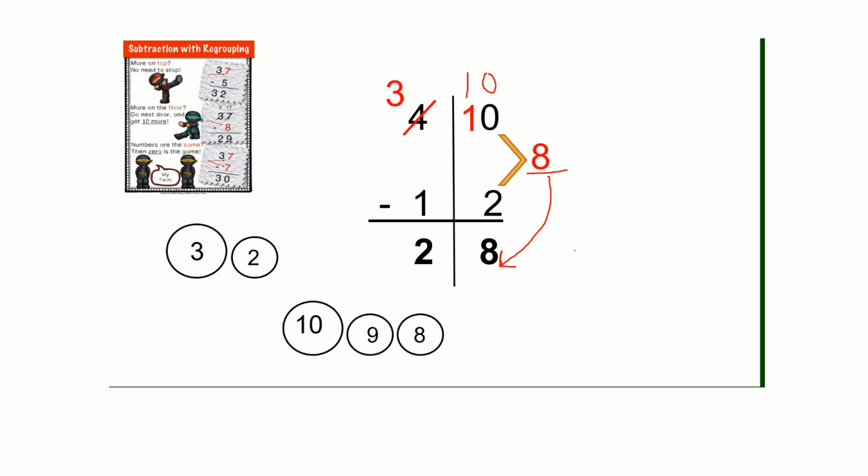So for these problems, you saw 4 different examples. Remember, you got to see the ones place first, and if the top is smaller than the bottom, that means we need to regroup because there's not enough to take away. But if you see the problem like before where the top is bigger, if there's more on top, then you don't need to stop and you could keep subtracting because you do not need to regroup.